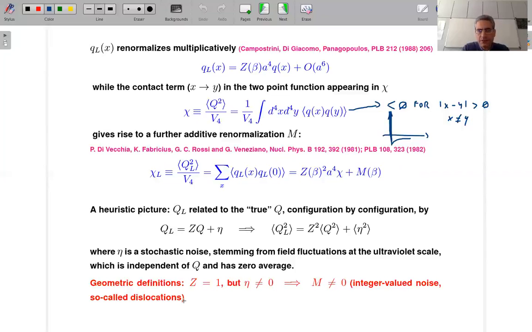In geometric definitions, these noises are usually named dislocations. I mean, large fluctuations of the field at the ultraviolet scale that give you some fake topological signal. Okay, but it can be interpreted again in this framework.